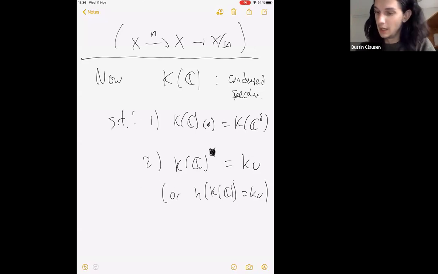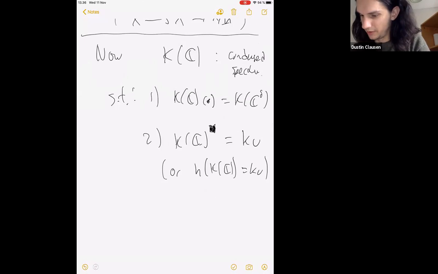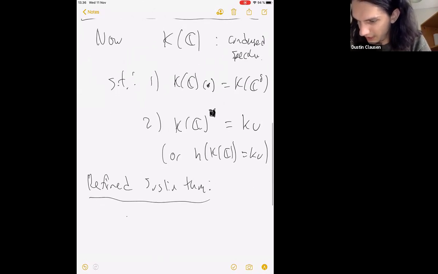Okay. So then the more refined version of Suslin's theorem is that if you take this condensed spectrum K of C mod n, for any n, it's always discrete.